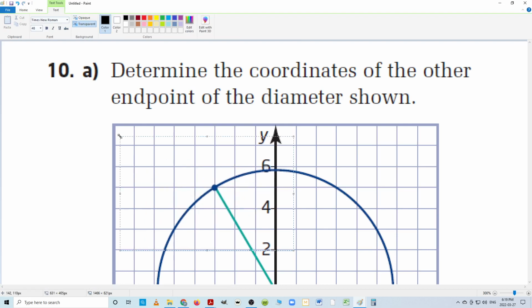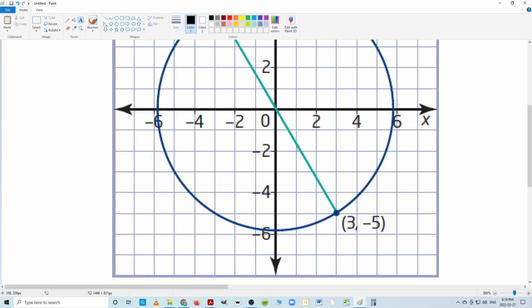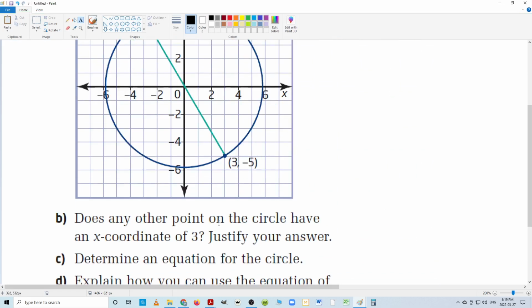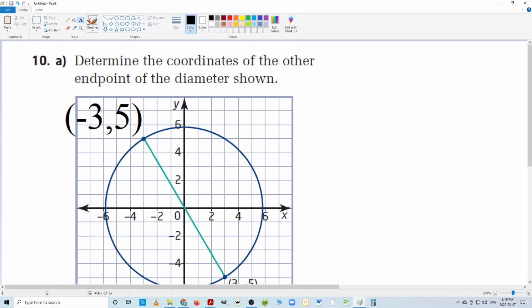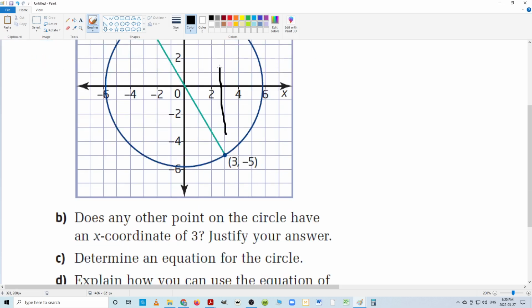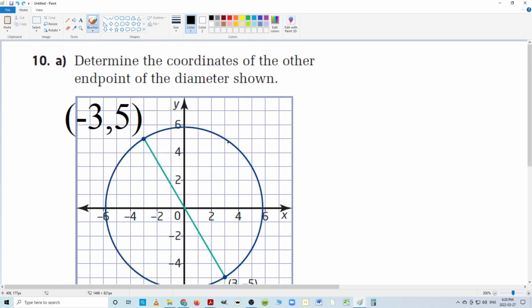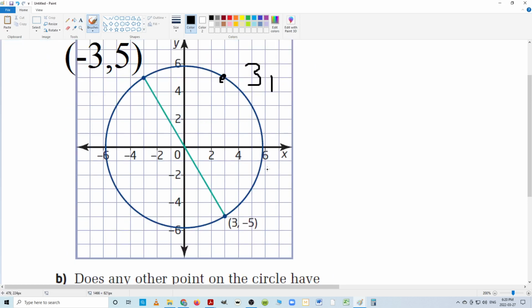And just put it there. Of course, there's going to be more questions. Does any other point in the circle have the x-coordinate of 3? Yeah, of course. Straight up to 3, right there. And guess what? It's going to be 3, comma 5. Notice you're also going to have a minus 3 down here, minus 3, minus 5. They're all going to share similar coordinates.